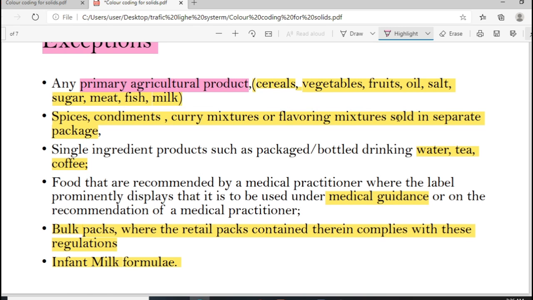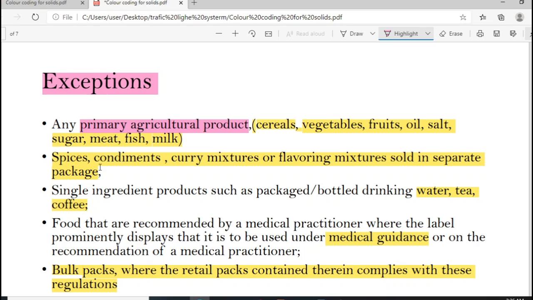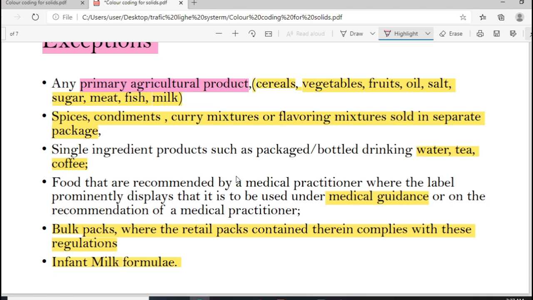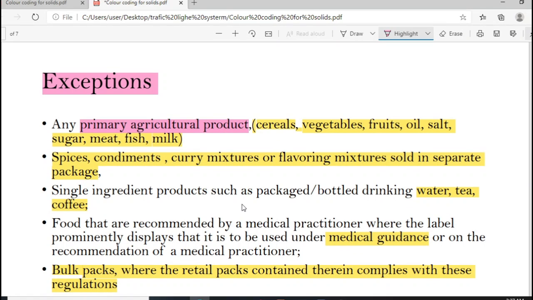Other than that, for spices, condiments, curry mixtures and flavoring mixtures, we are not going to give this traffic light system on the packaging. Not only that, but also bottled drinking water, tea and coffee, single-ingredient products, we don't need to show this traffic light system on our packaging.